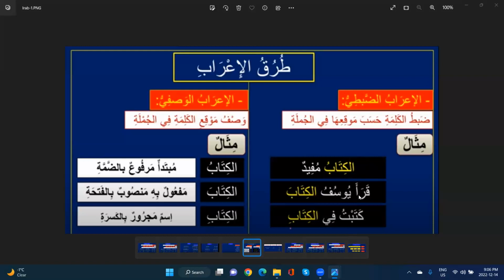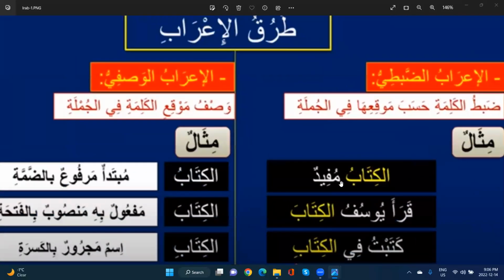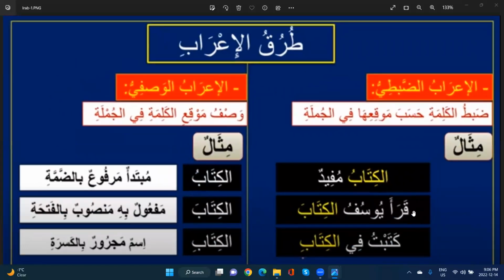Now, the next sentence: Qara'a Yusufu al-Kitaba. What happened here? From Rafa, it changed into Nasab. And look at this: Katabtu fil kitabi. I'm sure you understand the meaning: Yusuf read the book, and I wrote in the book. So when there is a harf jarr, what happened to al-kitab? It went into the status of jarr.